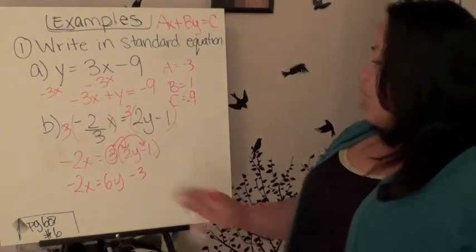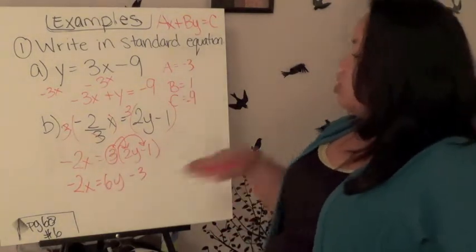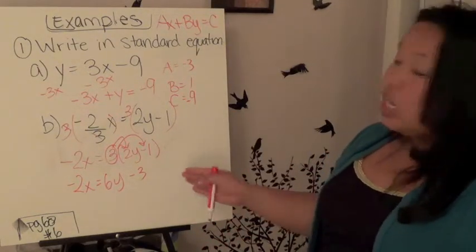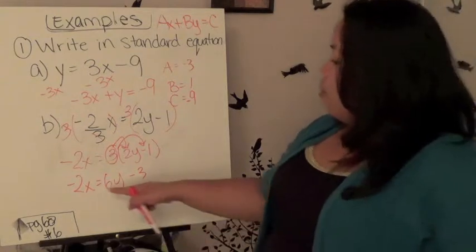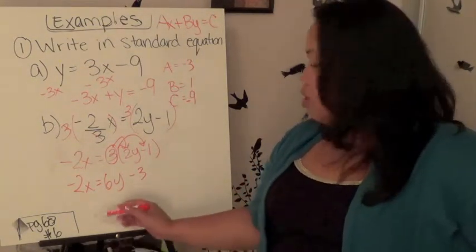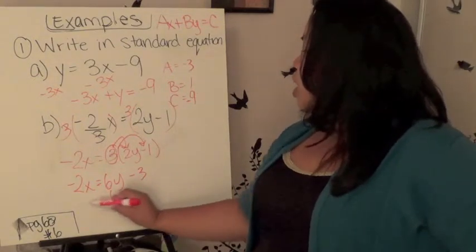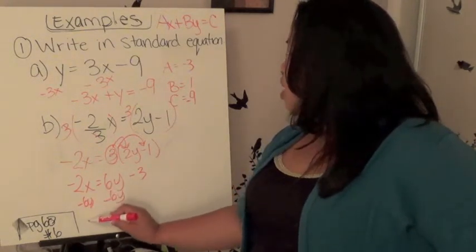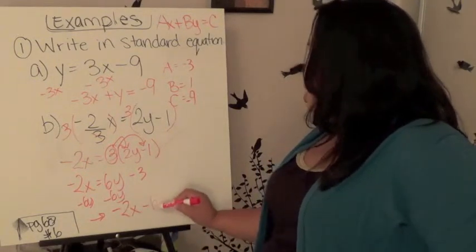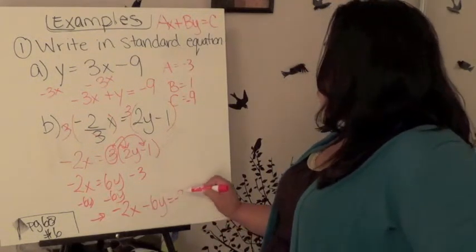Okay? And now that there's no parentheses, no multiplication, no fractions, I can go ahead and rearrange it. I have the x on the right side, but I don't have the 6y. So how do I get it on the other side? I'm going to subtract 6y from both sides. So what I'm going to get is negative 2x minus 6y and negative 3.